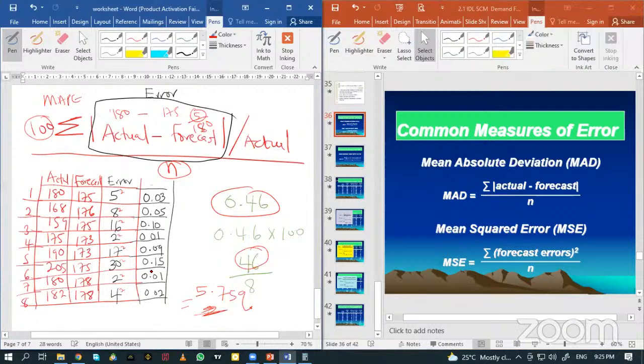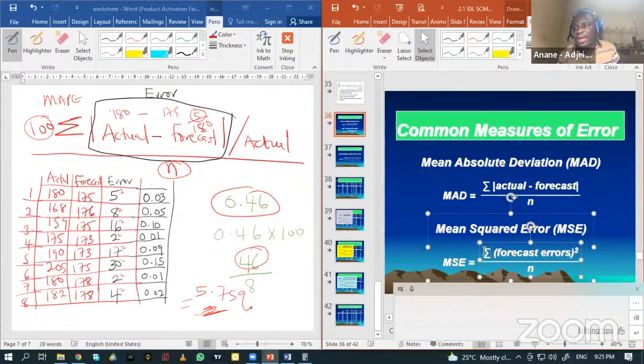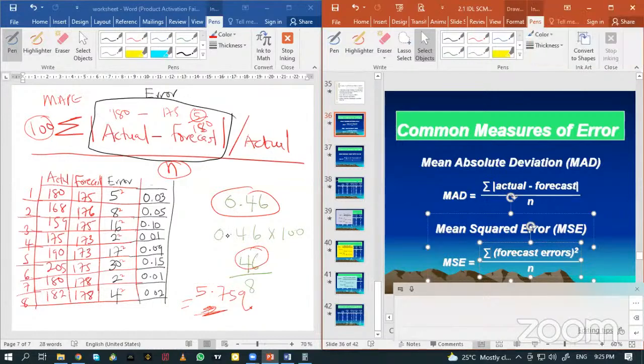After that, you sum them together. That is the summation here, the sigma. So you square 5, 8, 16, 2, 17, 30, 2 and 4. After squaring all of them, you sum them up before you divide by the number of periods. Okay, thank you. You're welcome.